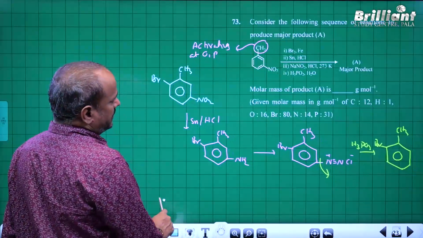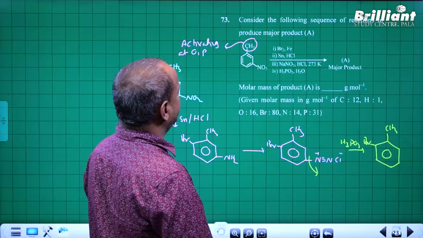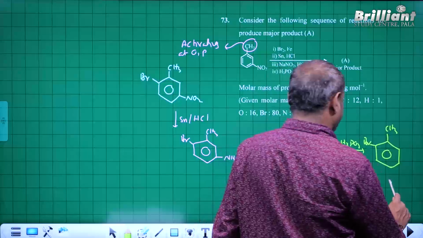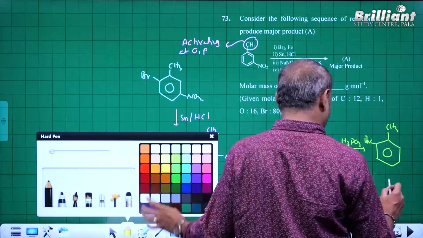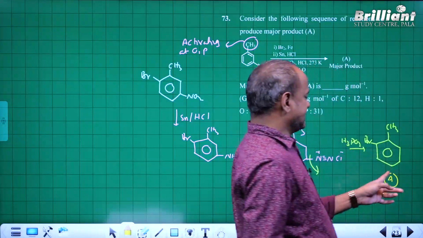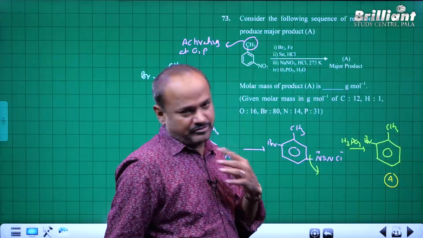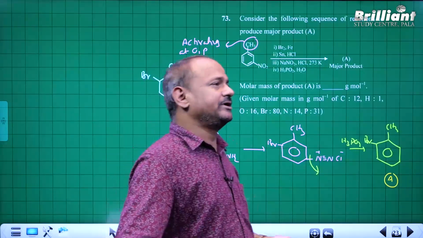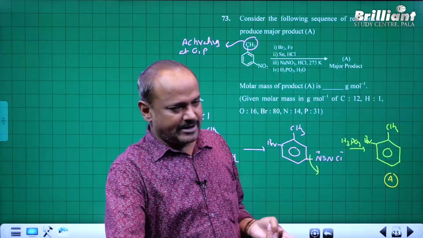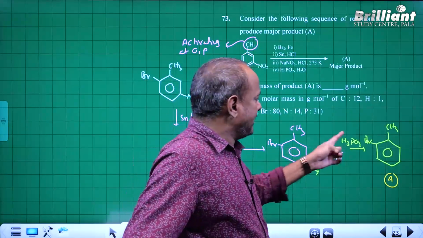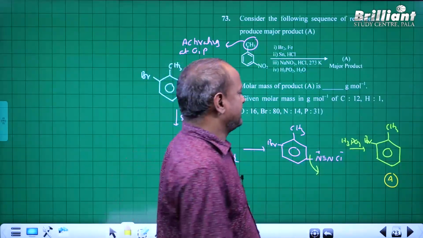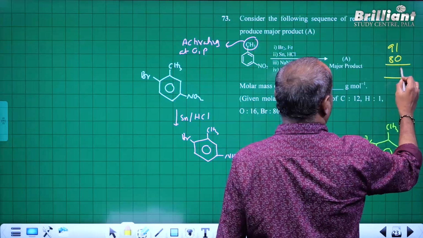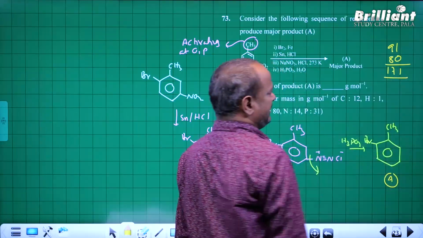So, what is the molar mass of A? This final compound. So, molar mass of A: 6 carbons, 7 carbons. That is a homolog of benzene. Benzene is 78. 78 plus 14 is 92. Bromine attachment by replacement of one hydrogen. So, 91 plus bromine 80, that is 171.